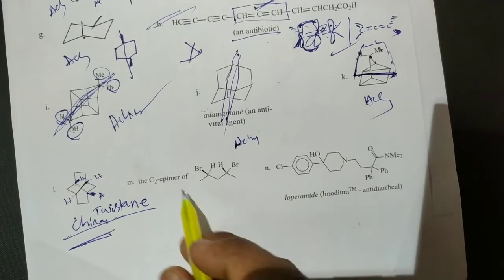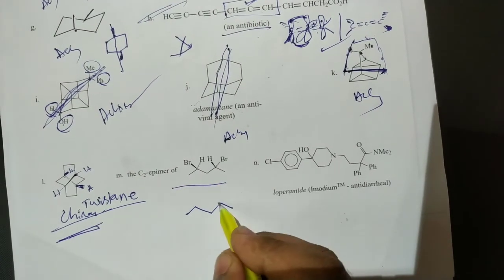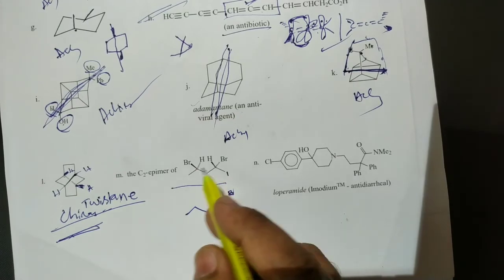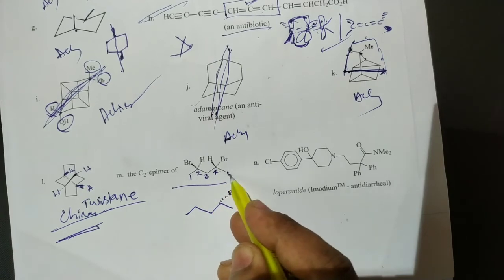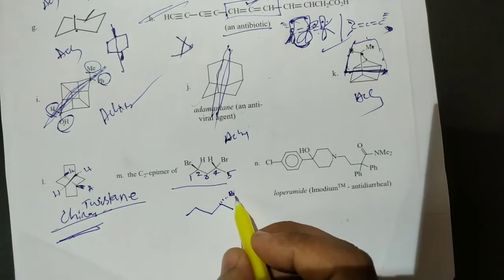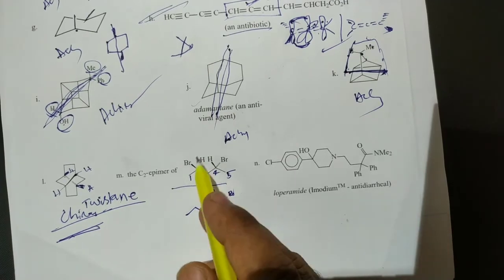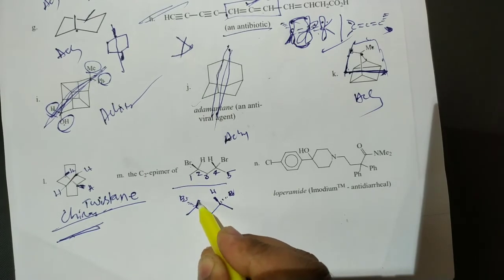Next, the C2 epimer of this one. A C2 epimer of this molecule is, for suppose this is the bromine, the first molecule here, of course, first carbon, second carbon, third carbon, fourth carbon, and this is the fifth carbon. In this case, bromine is below the plane, and hydrogen above the plane. The C2 epimer means I am writing this bromine below the plane, so hydrogen above the plane.